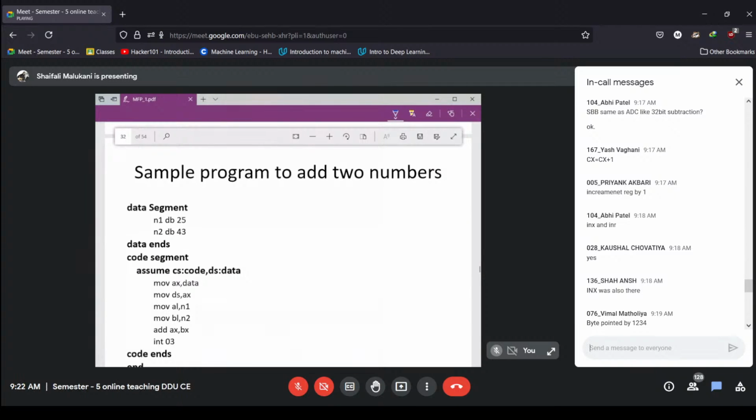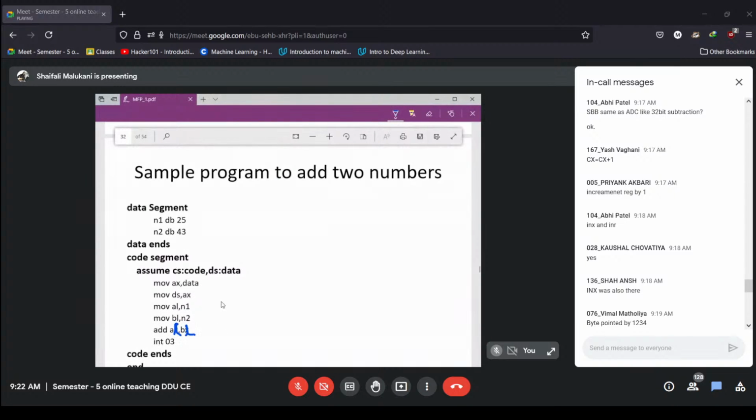That is their choice, and they want to add two 8-bit numbers, right? They want to add two 8-bit numbers. In this case, what is assumed? Yes, here it should be AL. Yes, that is a good question. This should be AL and BL.